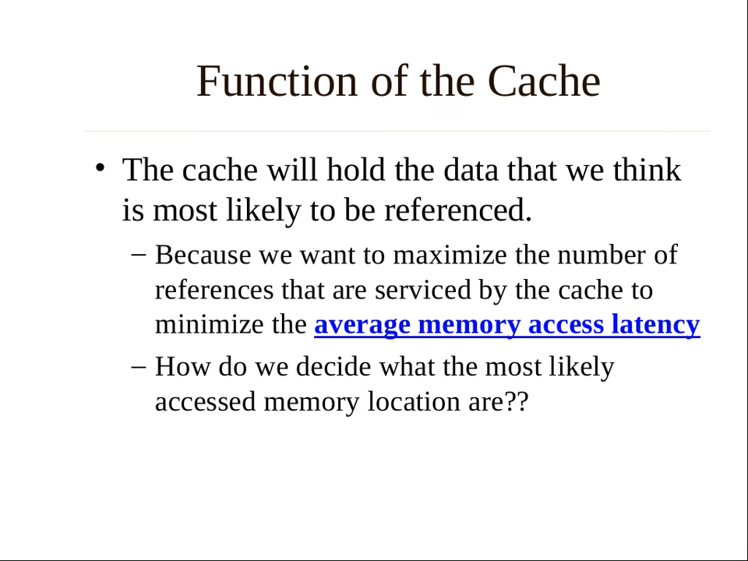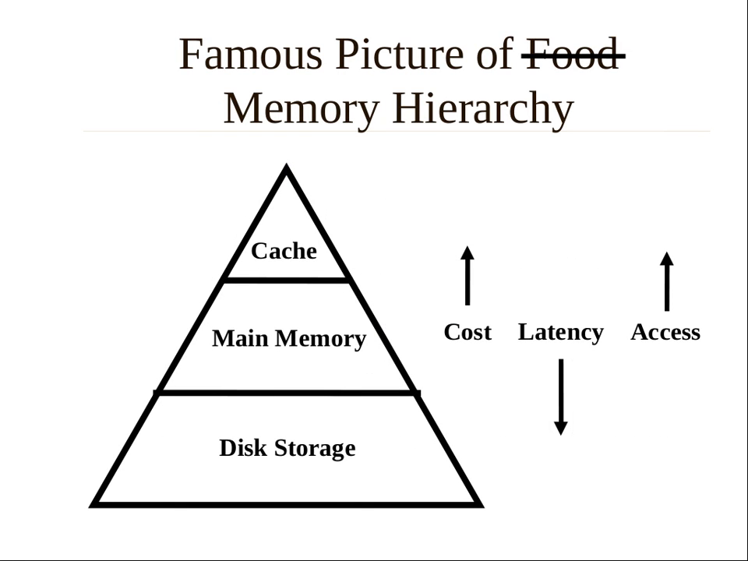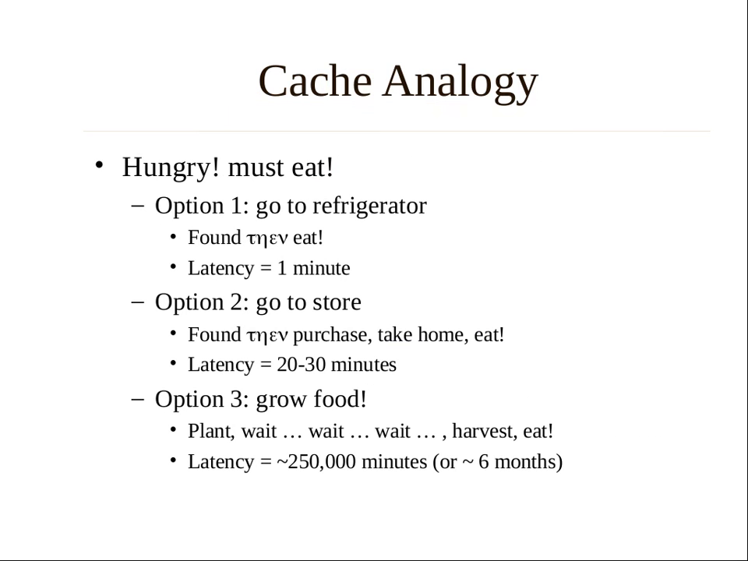All right, so the cache will hold the data we think is most likely to be referenced. If you remember back here, up here is fast. So when we read and write, where do we want it to be reading and writing? Up here in the cache, because down here is way too slow. Just to drive home what this is going for, we're going to do an analogy.